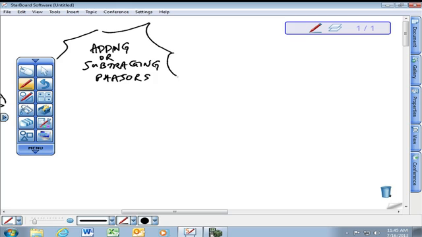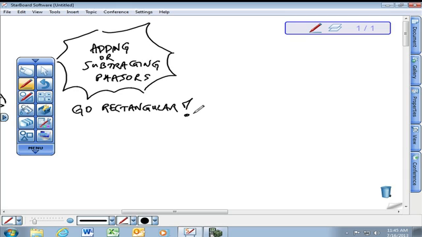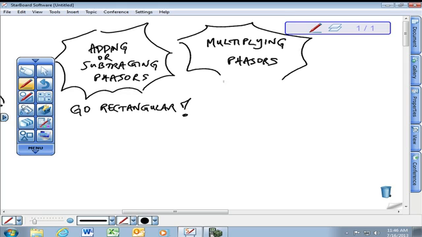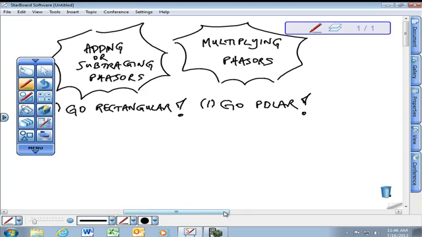Because most certainly this is some fun things that we're going to be doing. What you're going to want to do is go rectangular. You're going to want to do that first. Versus, I'm just going to give you the bird's eye view of everything. If you want to multiply, I'm going to put in here multiplying phasors. If you're multiplying phasors, believe it or not, you want to go polar. That's your first step. And we'll do little examples going down each of these columns.